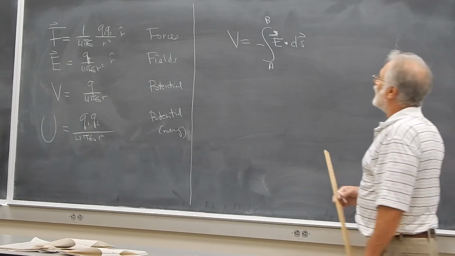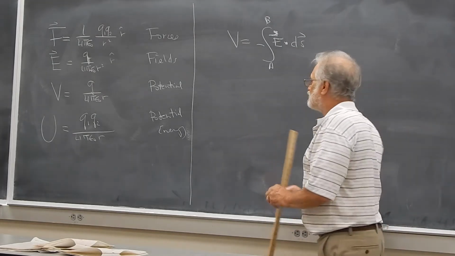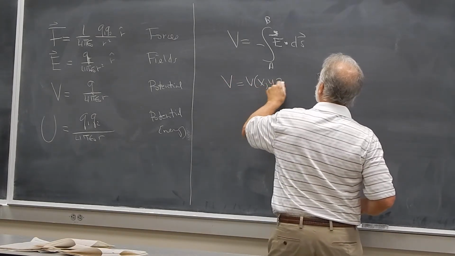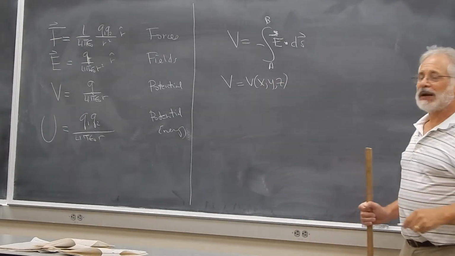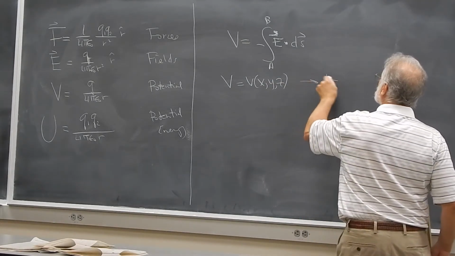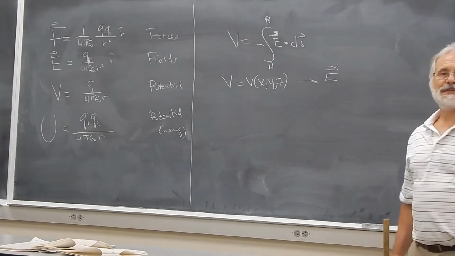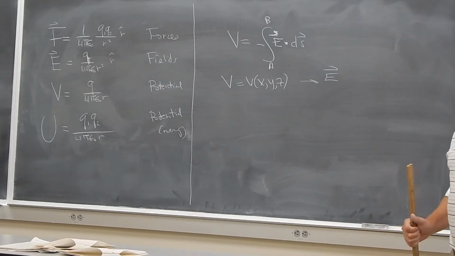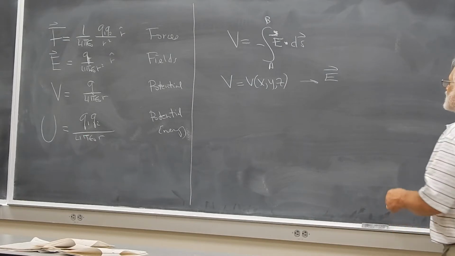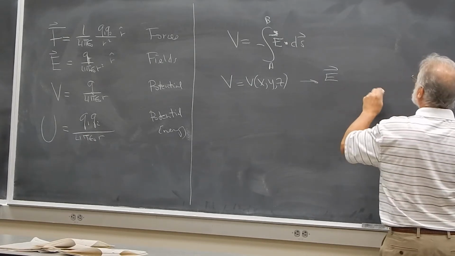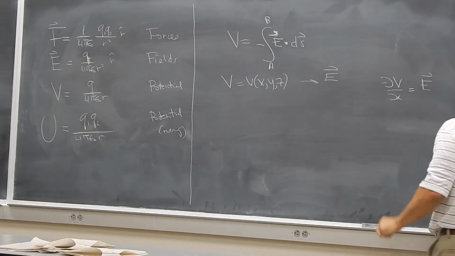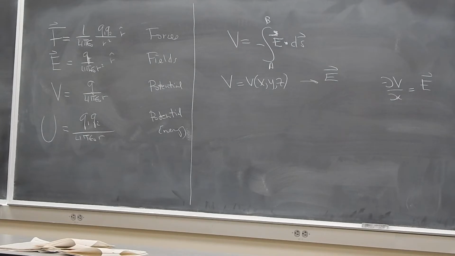For example, suppose you have a potential that is a function of x, y, and z, and I want to calculate the electric field from that potential. A simple derivative won't work if I have 3 dimensions. Now, if the potential is only a function of x, very clearly, I could go dV/dx to get my electric field, and that would be correct.